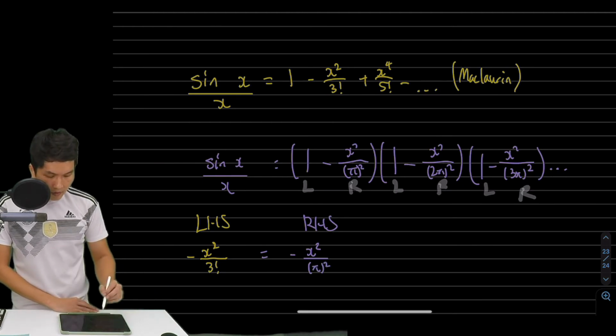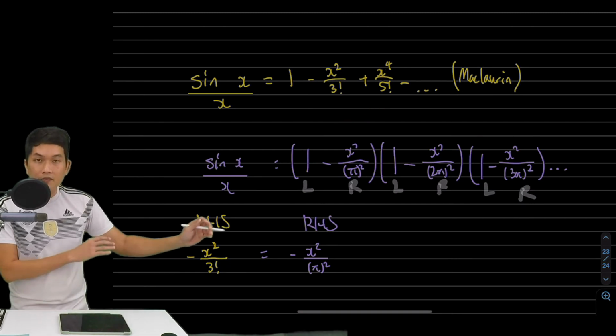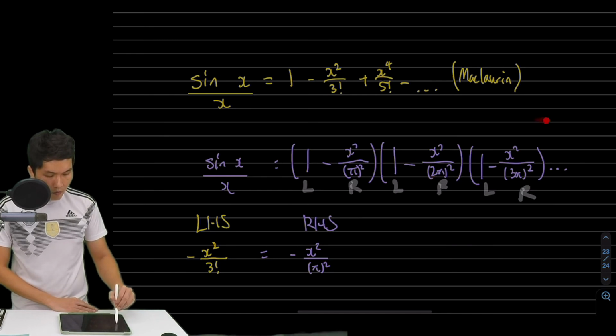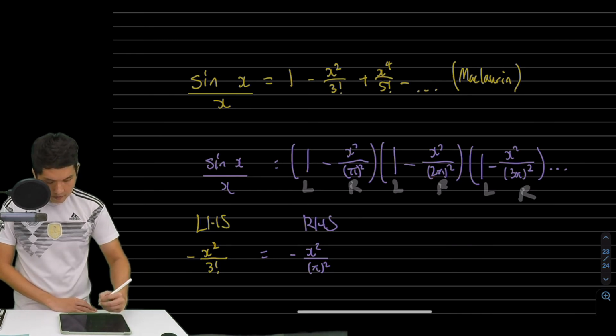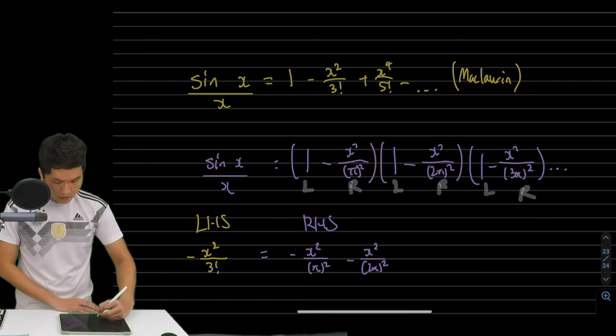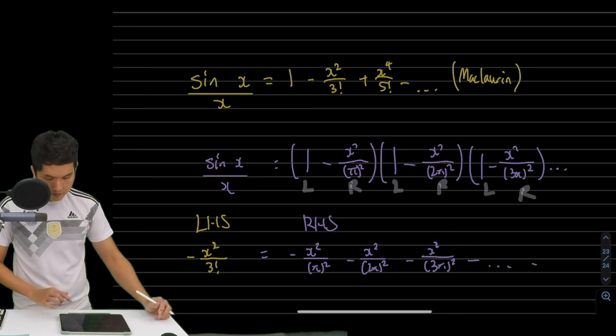Now my second term would be left, right, left, left, left, all the way. Okay, so I take the first left, which is a 1 positive, multiply by a negative x squared over 2 pi squared, then multiply by 1s all the way. So my second x squared term is going to look like this, over 2 pi all squared. And you can see how this pattern continues. I'm going to get x squared over 3 pi all squared, so on and so forth.